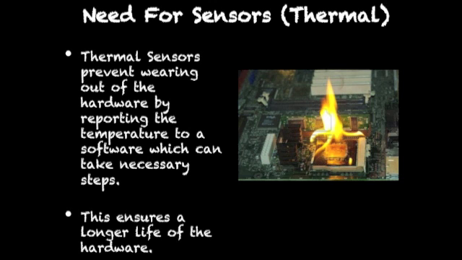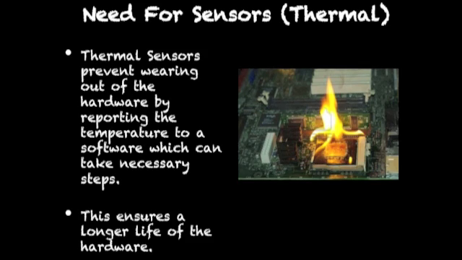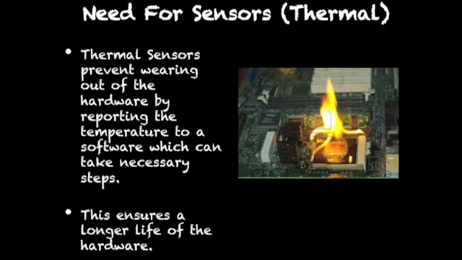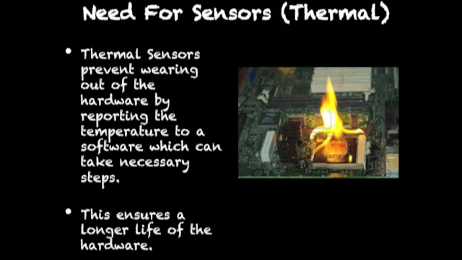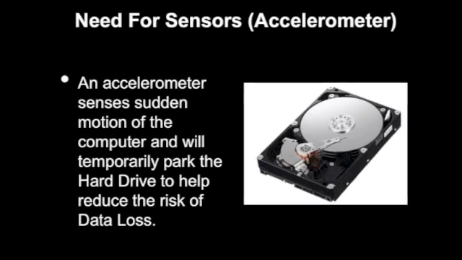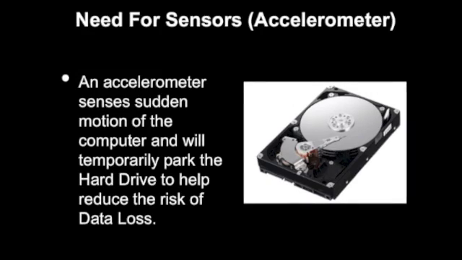Need for sensors. Thermal sensors prevent wearing out of the hardware by reporting the temperature to a software which can take necessary steps. This ensures a longer life of the hardware. An accelerometer senses sudden motion of the computer and will temporarily park the hard drive to help reduce the risk of data loss.